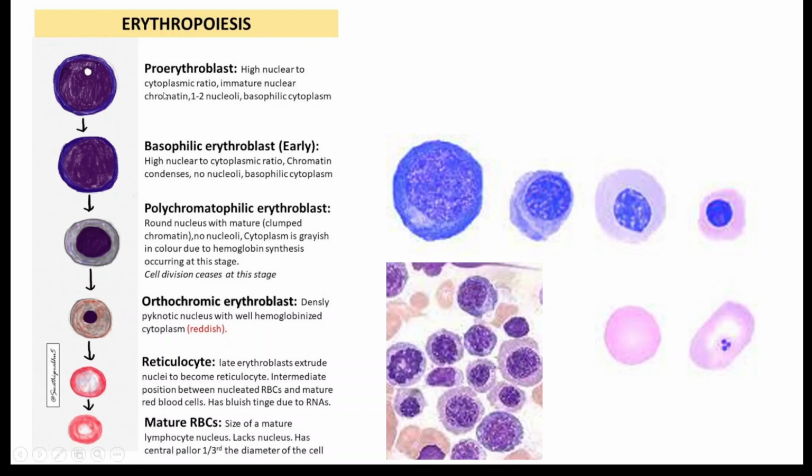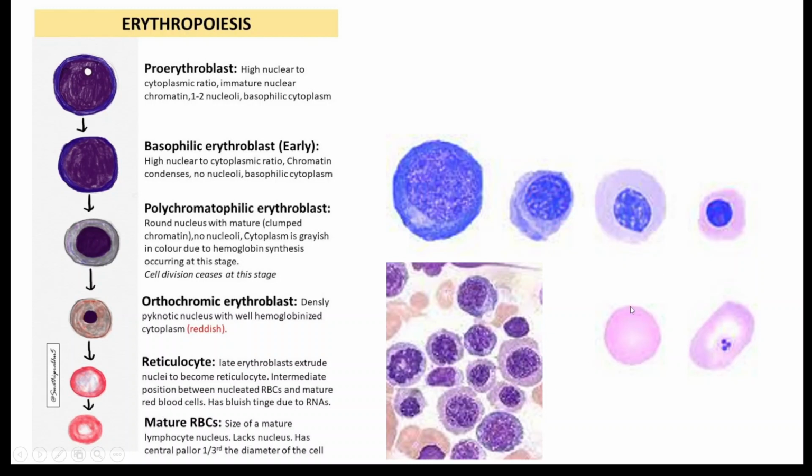So from a basophilic erythroblast, when the hemoglobin concentration progressively increases, you'll come to a polychromatic state, then you'll come to the orthochromatic state. After the orthochromatic stage, that is when the hemoglobinization is more than the basophilia present in the cytoplasm, the nucleus starts to disintegrate, becomes pyknotic. That stage is called the reticulocyte, and then eventually expelled, which is the mature RBCs.